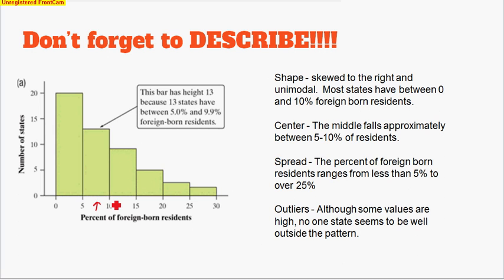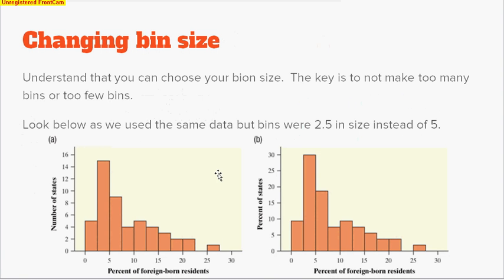The spread, well, the spread is pretty simple. It looks like the bulk of the data is spread out somewhere between about 5 and 25%. Outliers: although there were a couple of high values here, I don't know if I would necessarily see any state that is way outside of the pattern. Again, there's not as many from 25 to 30 as there is from 0 to 5 and 5 to 10, but I don't see any state that's way far off, so I don't know if there's necessarily any major outliers.